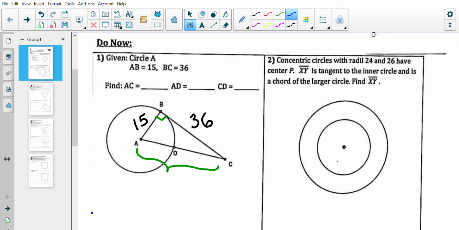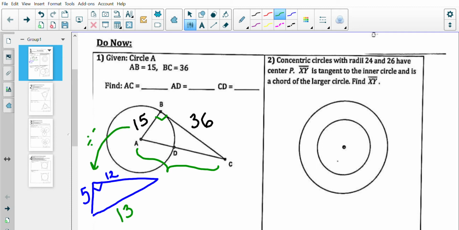But before we do the Pythagorean theorem, because I definitely do not want to do it on 15 and 36, I'm going to go ahead and divide by 3. When we divide by 3, I'm going to get a 5 and a 12, and this ends up being a 5, 12, 13 right triangle. So we divided by 3, now we're going to go back and multiply by 3. So 3 times 13 is 39. So we know A to C is 39 units long.